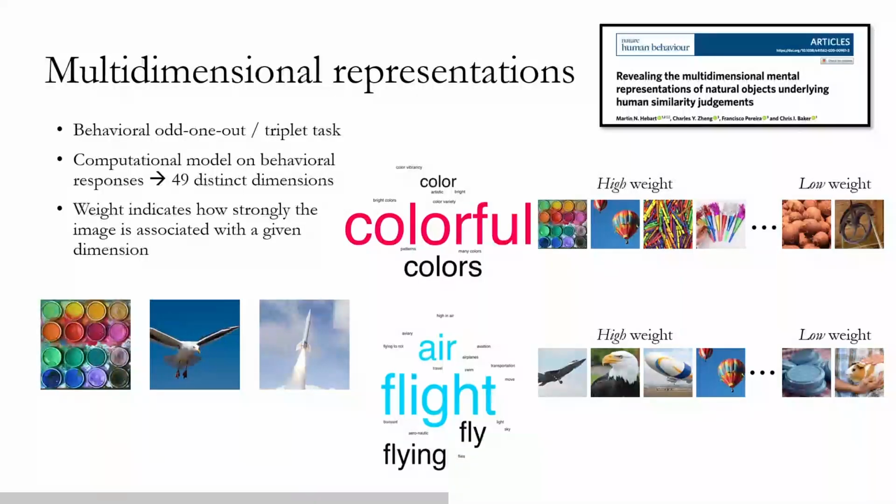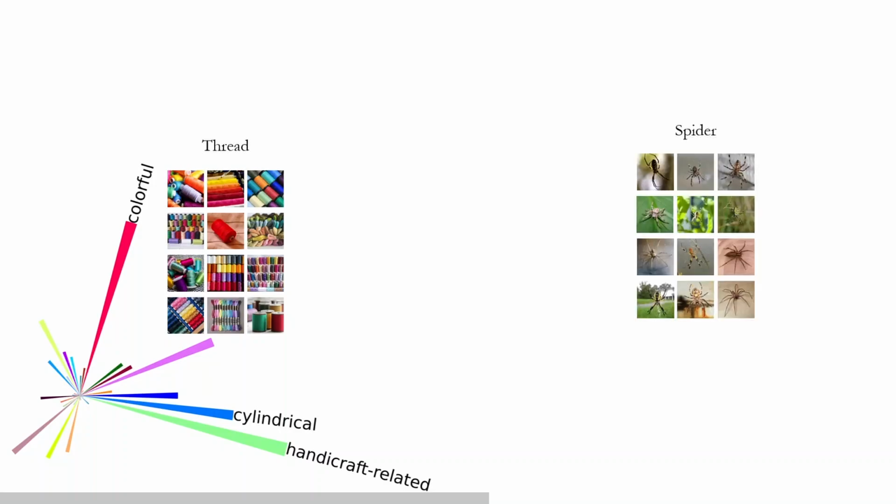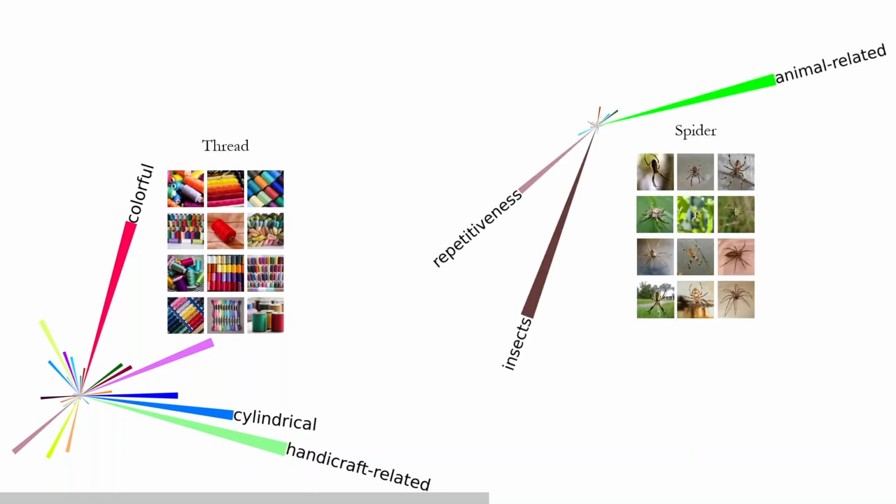So if I go back to the categories, we can say across all of these 49 dimensions, what kind of content is associated with thread. Here, the length of the stems shows us how much each dimension is associated with a category. For thread, you can see that the top 3 dimensions are colorful, cylindrical, and handicraft related. For spiders, on the other hand, we have animal-related, insects, and repetitiveness as the top associated dimensions.